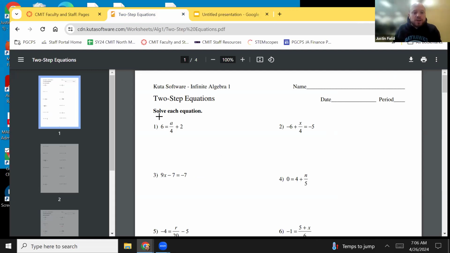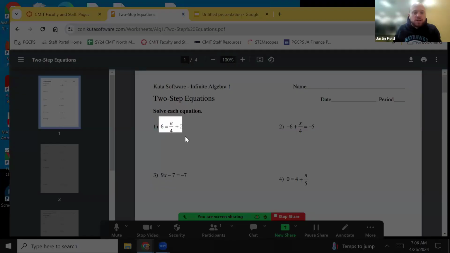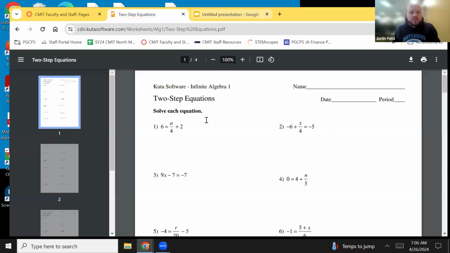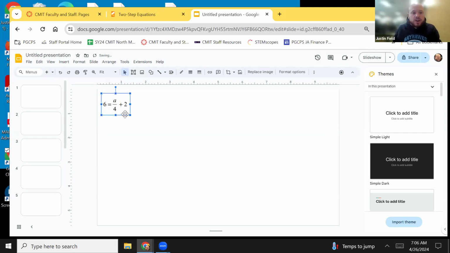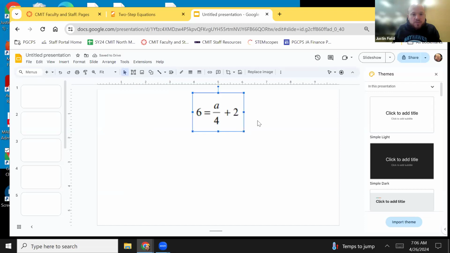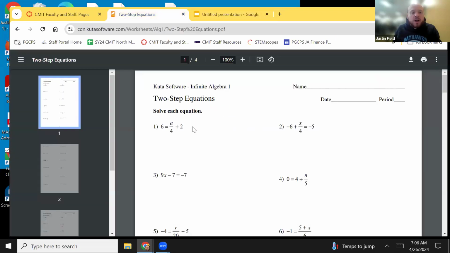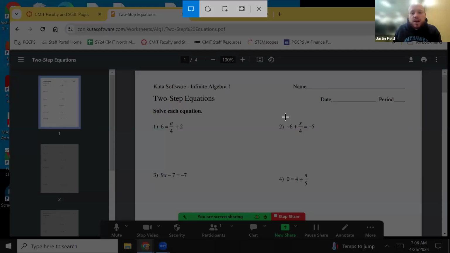So I'm going to put question number one, use the snipping tool, and just put question number one here. It's not going to be that large, and put it at the top. So that's question number one. And then I'm going to put question number two on the next slide.